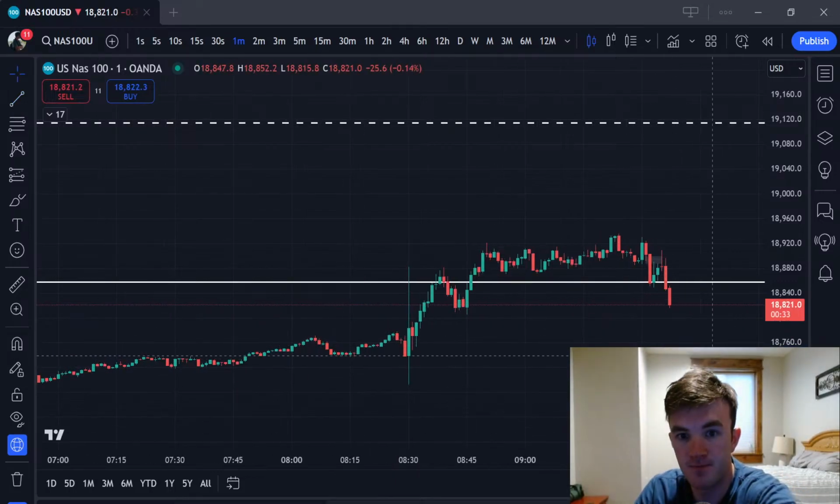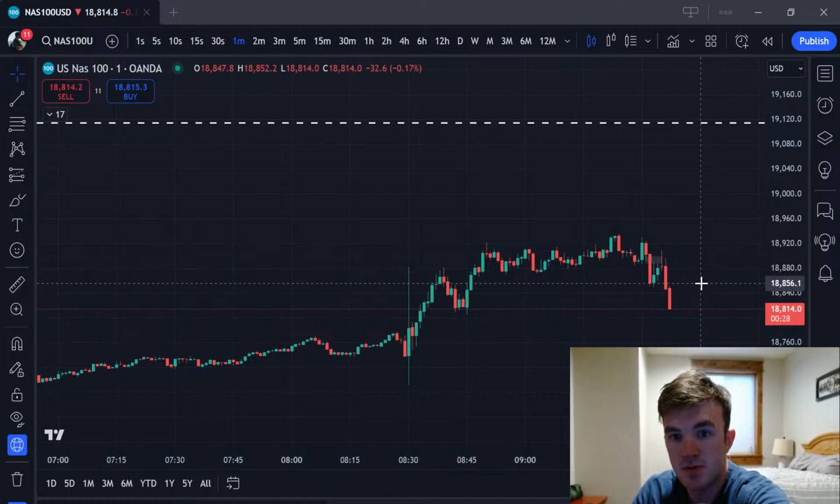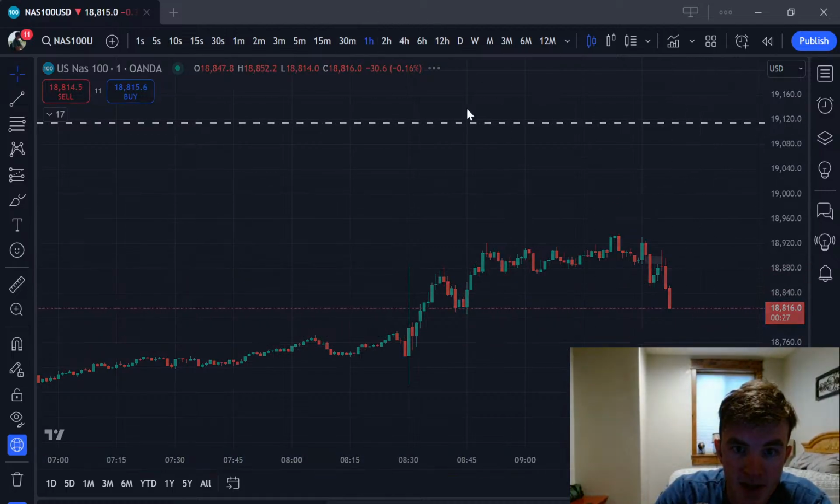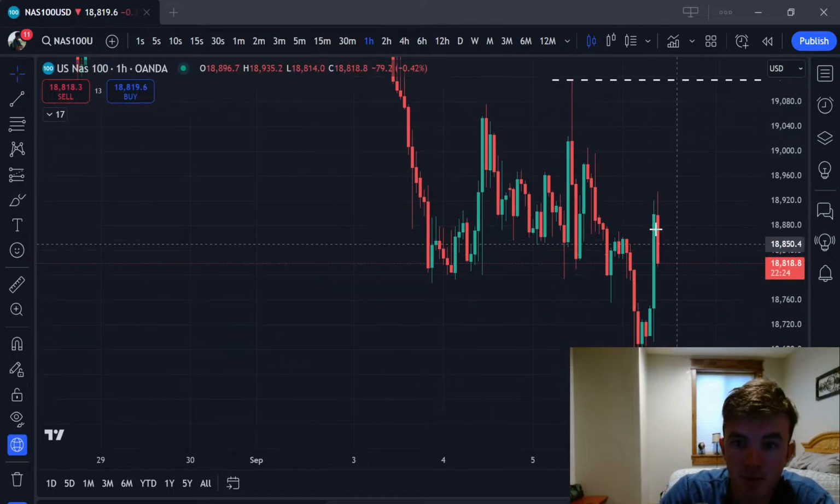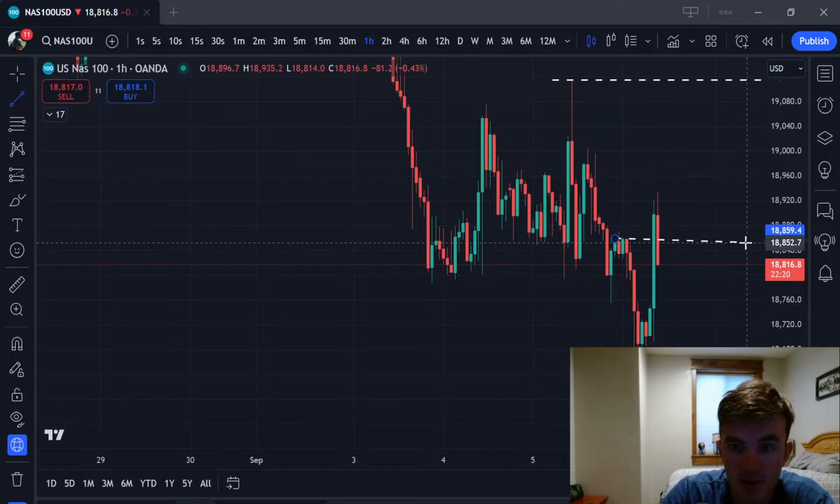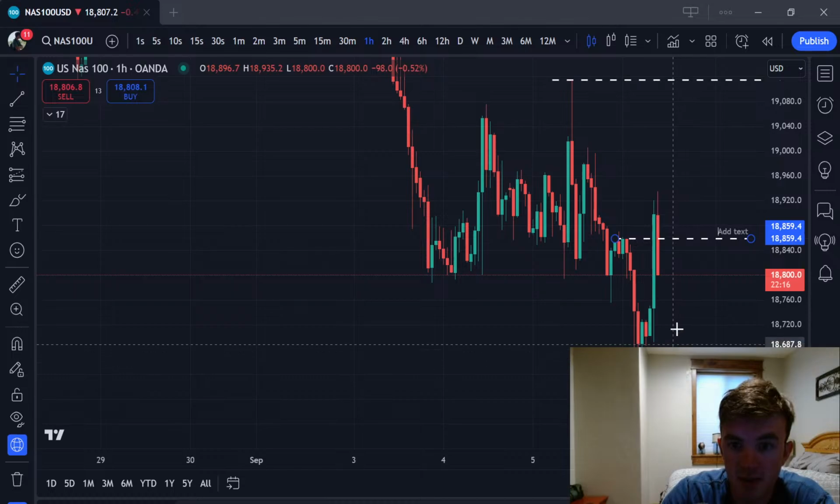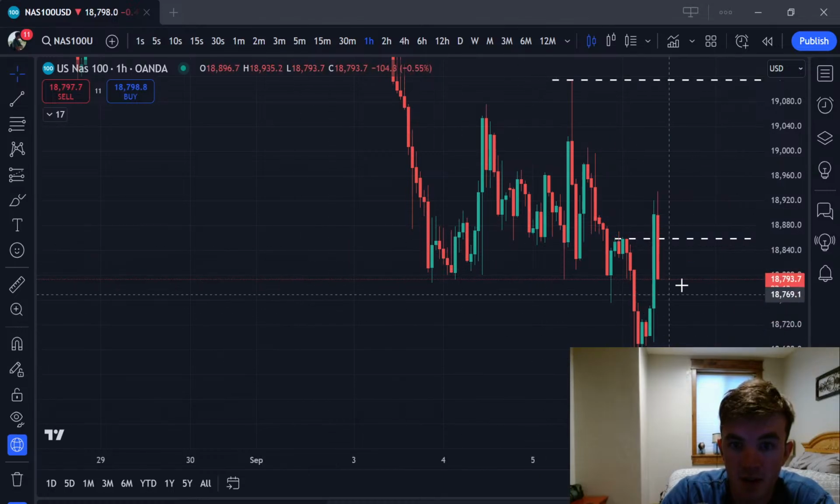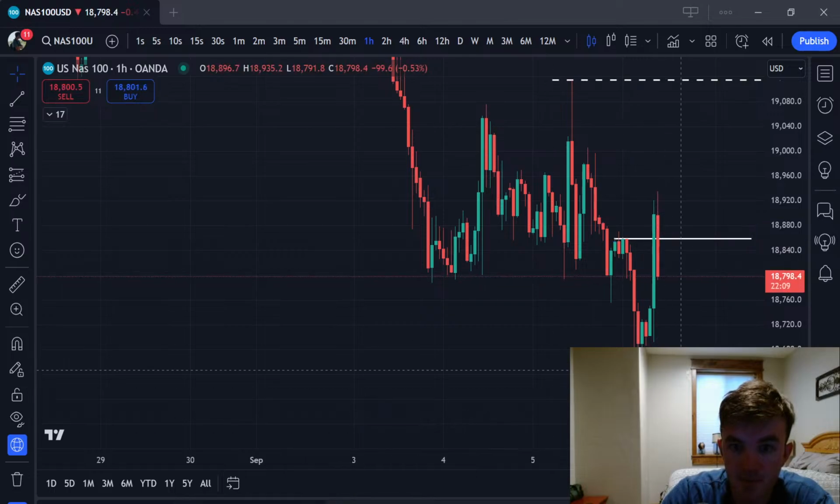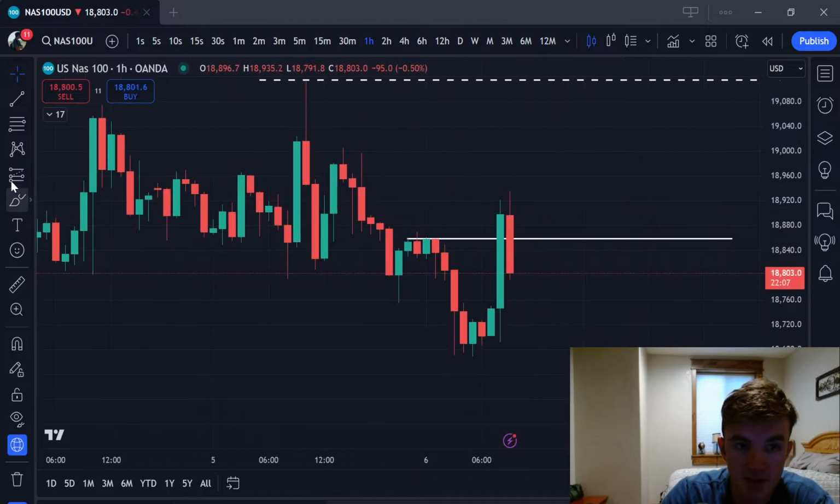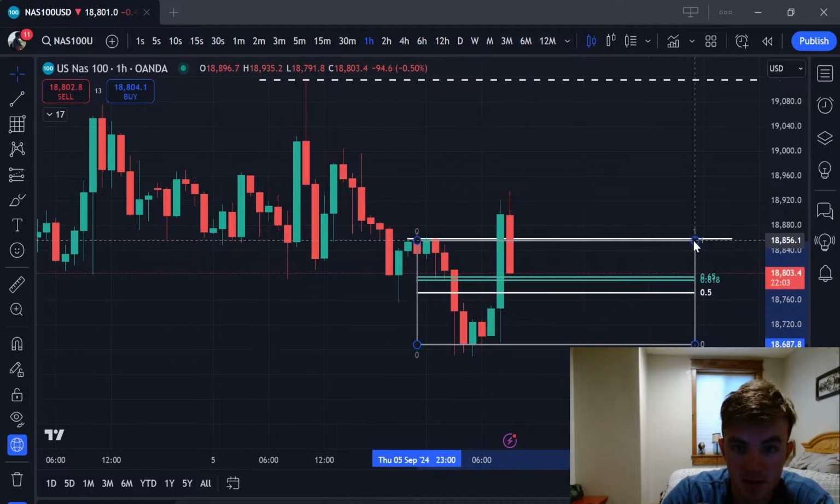So I'm going to get rid of it for now. But you can see we're pushing into it. Now anything in this area is still fair game. It could come to the mean threshold, right? So let's measure where the mean threshold is. Here's the mean threshold.